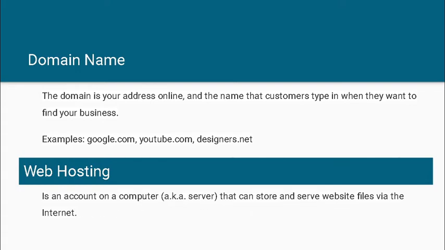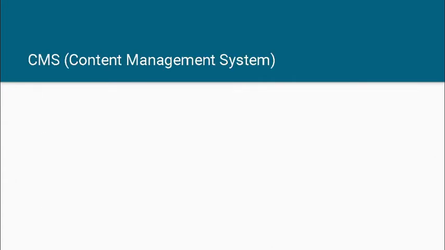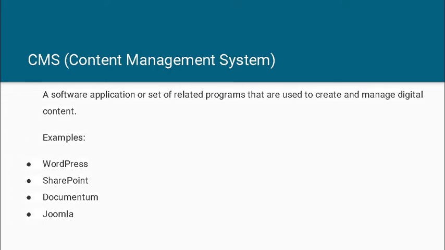Web hosting, on the other hand, is an account on a computer or a server that can store and serve website files via the internet. This is where all the data on your website is stored. Then CMS, or Content Management System, is a software application or set of related programs that are used to create and manage digital content. Examples are WordPress, SharePoint, Documentum, Joomla. The most popular is WordPress because it is highly customizable with a large number of themes and plugins available.